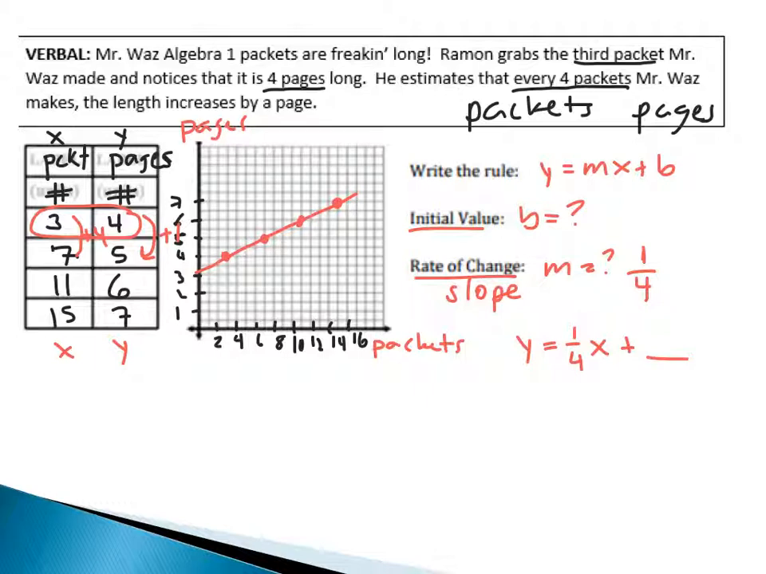Now the tricky part is that notice in your data, in your table, I didn't give you the initial value. Unlike the other problems where I tell you right away it starts off this long, like my first packet was so many pages. Now I can kind of see where it would be on the graph, but do I know exactly what that number is? Do I know what that y-intercept is? No.